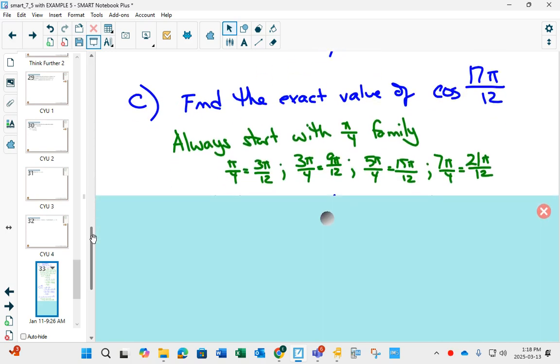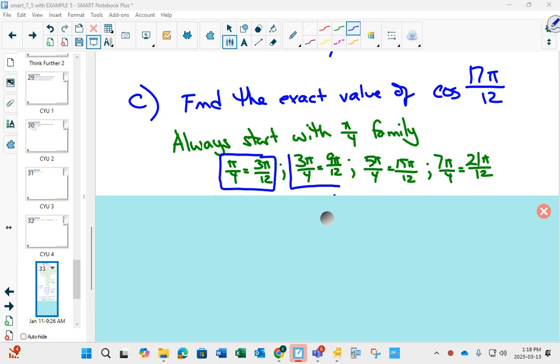So if you remember at the end of class, I guess it would have been on Tuesday, you found a whole bunch of different ways using your pi plate to get 17 pi over 12. And we noticed a pattern that every single one of them has a pi over 4. So if you think of every pi over 4 as something over 12, you can choose any one of them as a starting point.